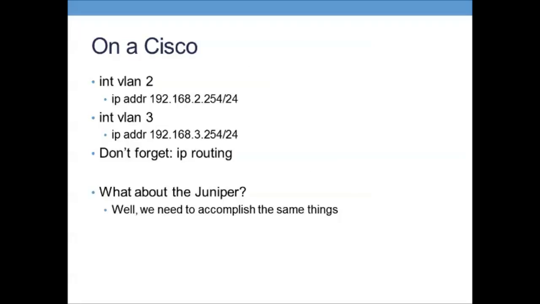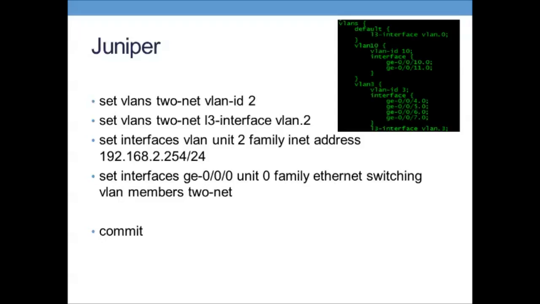Okay, so if we were going to do this on a Cisco, what we would do is we would go into the individual VLANs. We would give them IP addresses. We would turn on IP routing, right? So we've got to turn on the routing functionality. And the other thing that's not on this slide is that we'd have to put the interfaces in the particular VLAN. So that would be switchport access VLAN whatever, and that would be our Cisco config. Well, on a Juniper, we need to accomplish the same doggone things, but we're just going to do it in a little different way. So here is part of the config that we're going to do today.